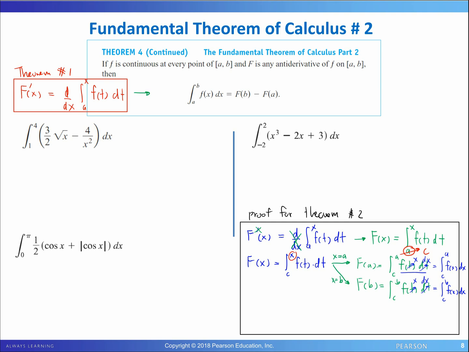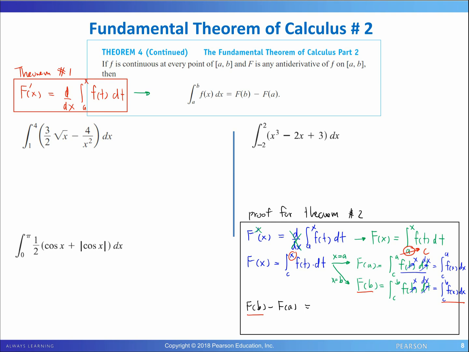And now let's try to find this term: antiderivative at b minus antiderivative at a. It's going to be equal to, so first one, big F of b, which is this one. So I'm going to use this term right here, back here.